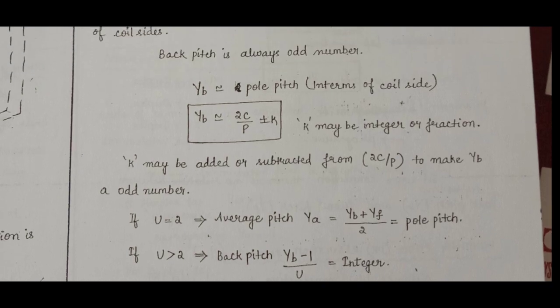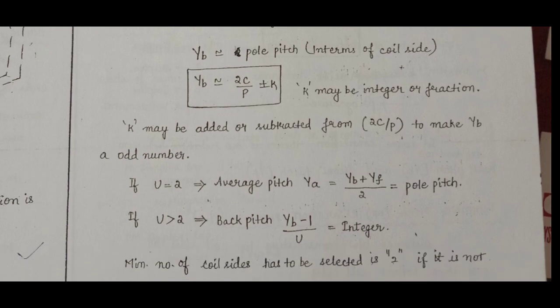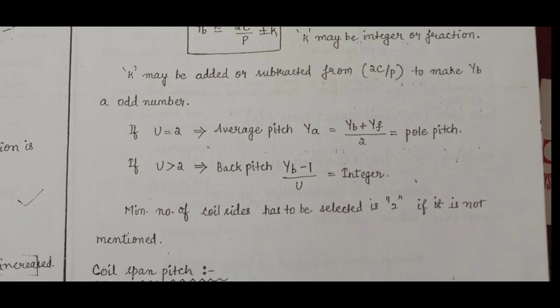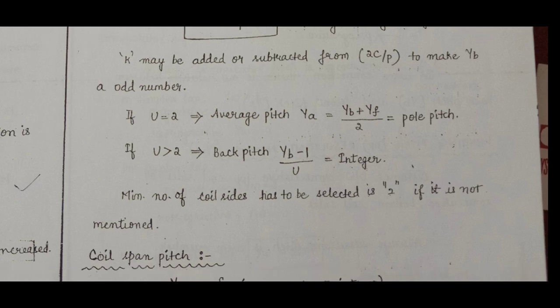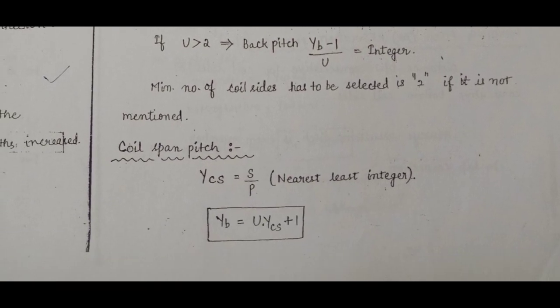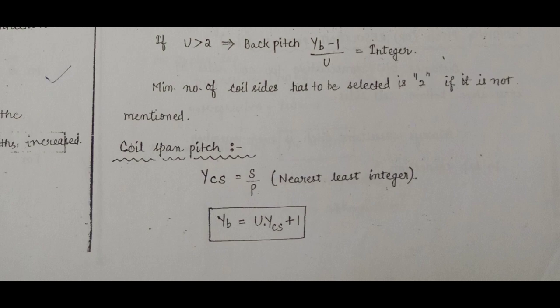If U equals 2, average pitch YA equals (YB + YF)/2, which equals the pole pitch. If U is greater than 2, where U means coil sides, then (YB minus Y)/U is an integer. The minimum number of coil sides to be selected is 2. If it is not mentioned, use the coil span pitch YCS, which equals slots per pole, taken to the nearest least integral value.